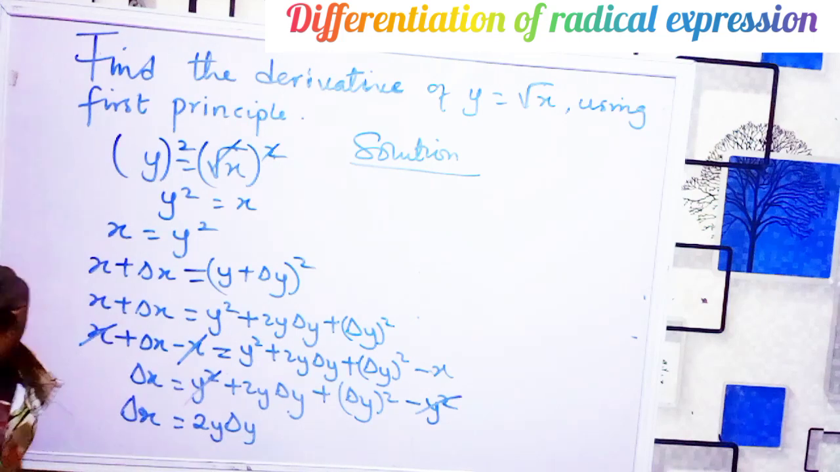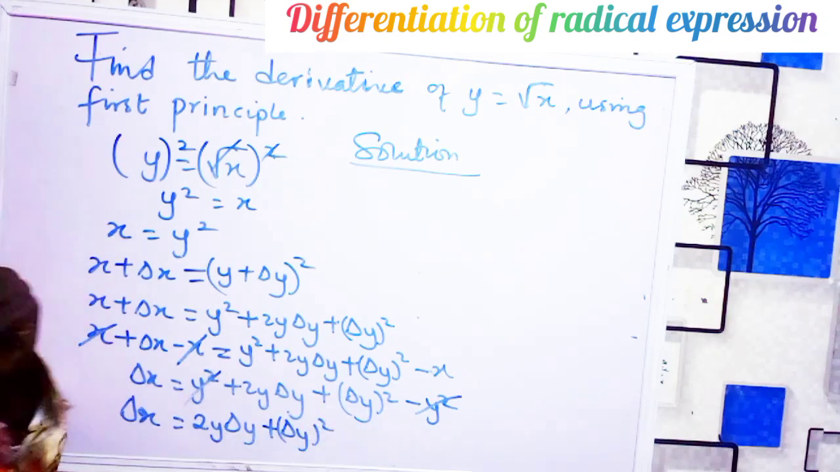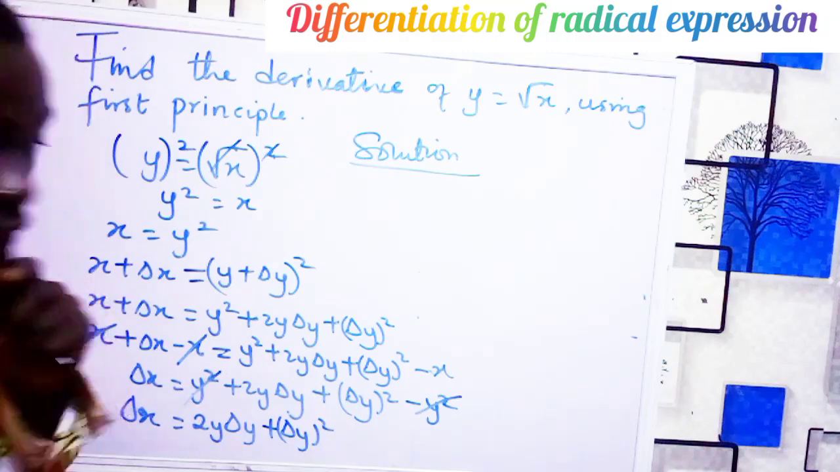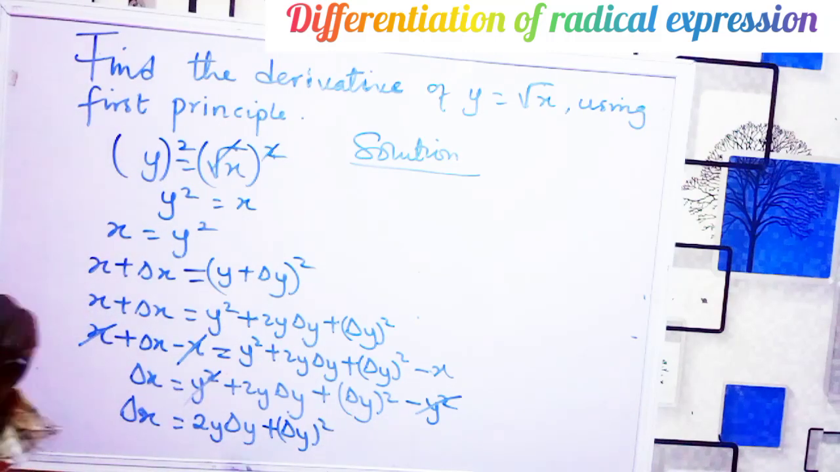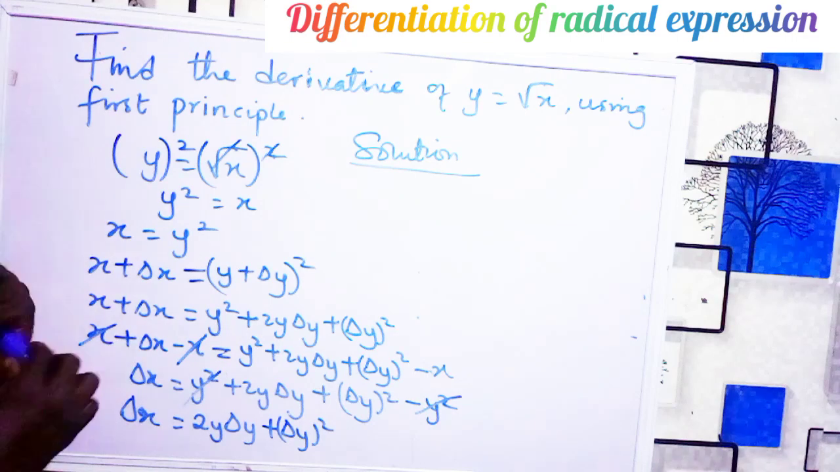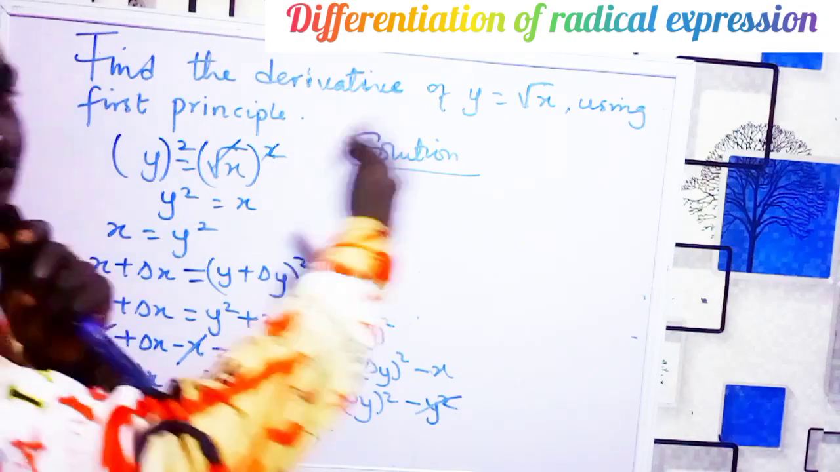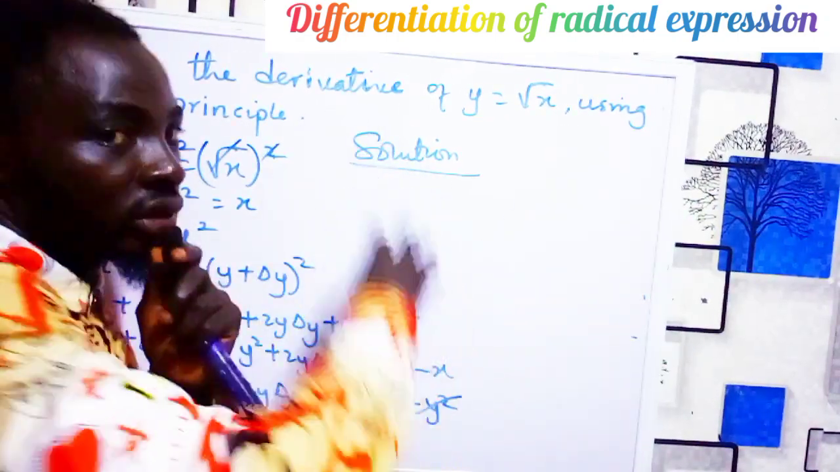So we are left with delta x equals 2y delta y plus delta y all squared. That's what we have when we cancel y squared. Now the next thing to do is, this time around we are having delta x outside, so we divide by delta y, because we are making this with reference to what we have inside. x was outside, making reference to y, so we divide both sides by delta y. But if y was outside, x is inside, you divide both sides by what? Delta x, because we are making y with respect to x.